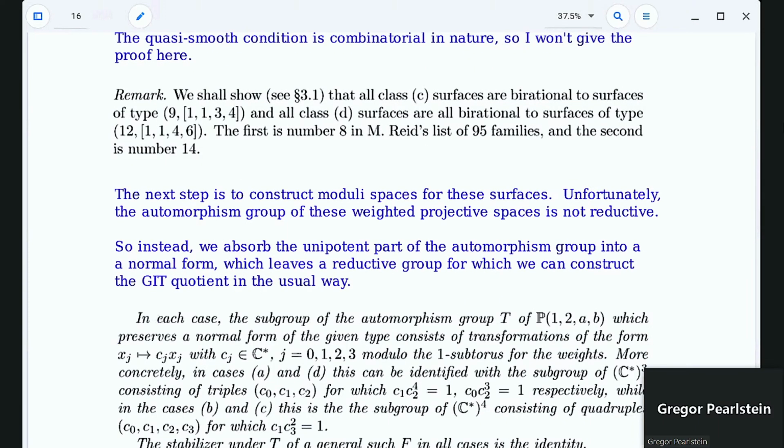Now, another thing which is maybe not clear, I haven't worked on this before: the standard GIT theory is developed for reductive groups. It turns out that in one of these weighted projective spaces, usually the automorphism group isn't reductive. There has been a lot of work on non-reductive GIT theory, but we're not going to use that. Maybe I should explain why it's not reductive.